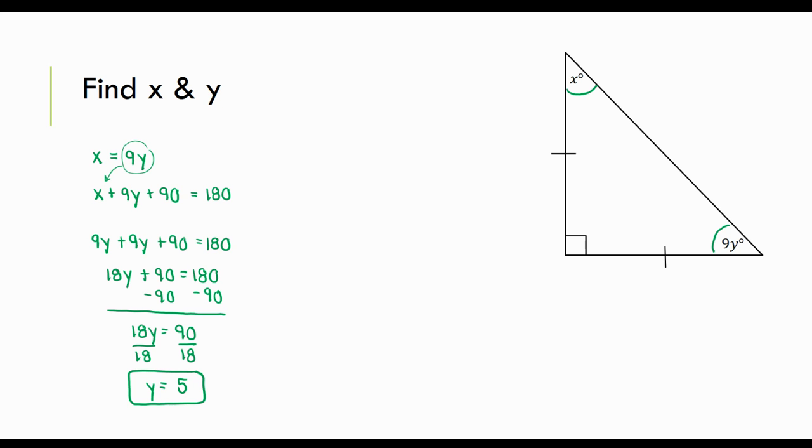But I also need to solve for x. That takes us back to that top equation. If I know that x equals 9y, I know that x equals 9 times 5. Well, 9 times 5 is 45. So there's my other answer.